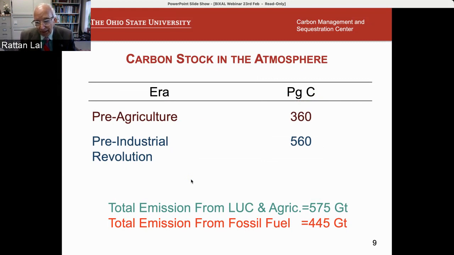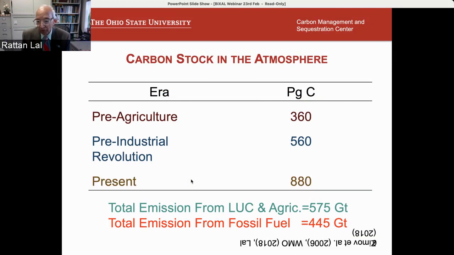So by the time agriculture began, 8,000 BC, and by the time the Industrial Revolution started in 1750, we had already added 200 gigaton that mostly came from land use conversion for agriculture. Since 1750 till now, the carbon stock in the atmosphere is 880 gigaton. That 320 since 1750 has come both from fossil fuel and land use. Total emission from land use conversion, if you take 320 gigaton until 1750 and 255, which I showed you since 1750, is about 575 gigaton. Total emission from fossil fuel is 445 gigaton.